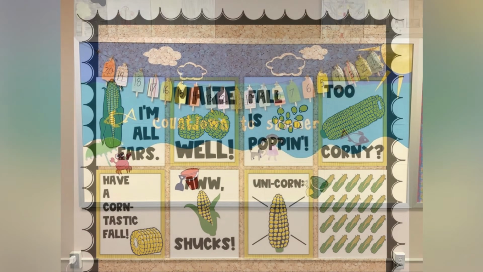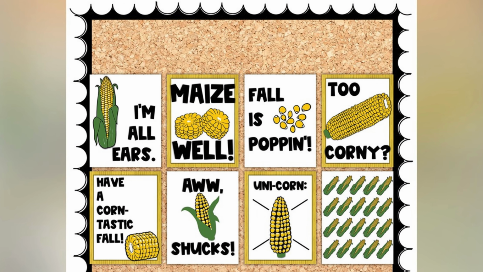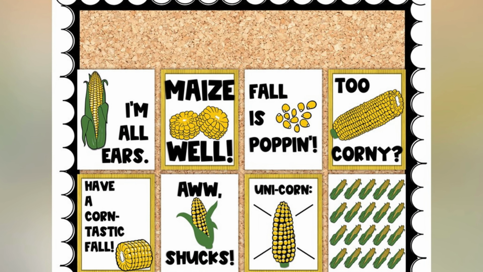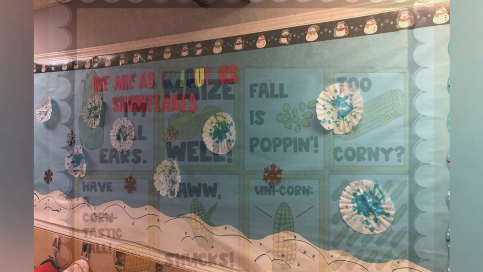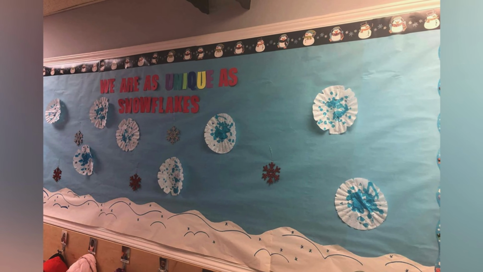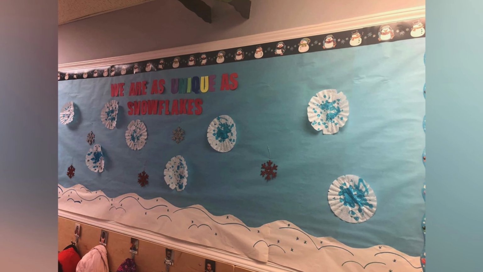Yarn and fabric. Use scraps of yarn and fabric to create textures on your bulletin board. You can make yarn pumpkins, fabric-covered letters, or even a patchwork-style background. These materials add warmth and dimension to your design.